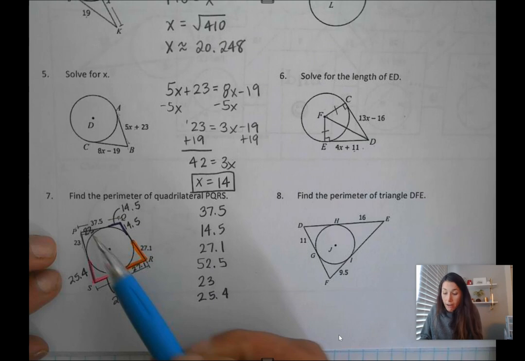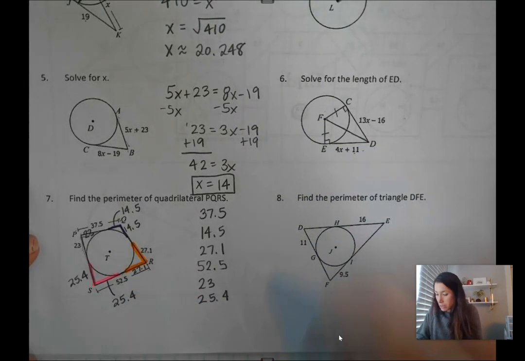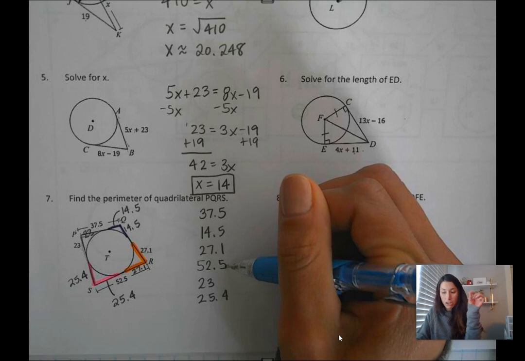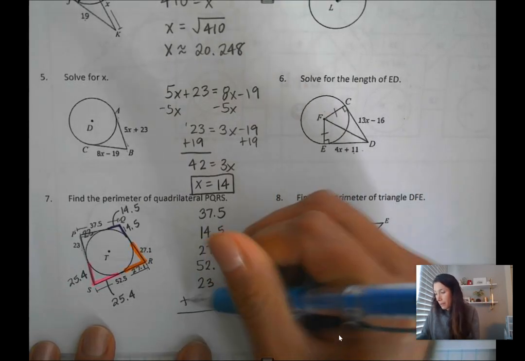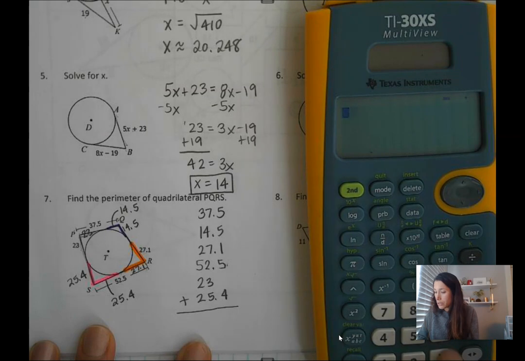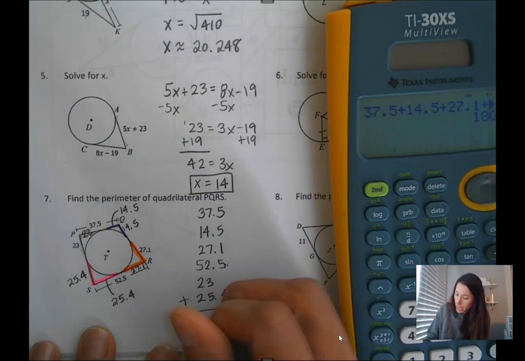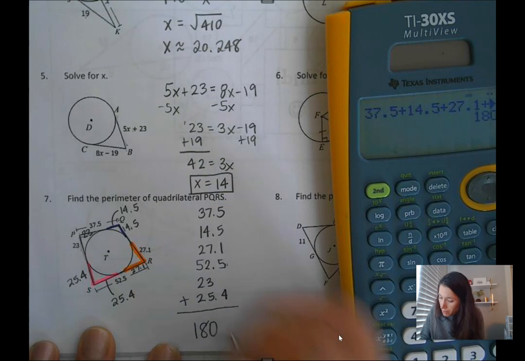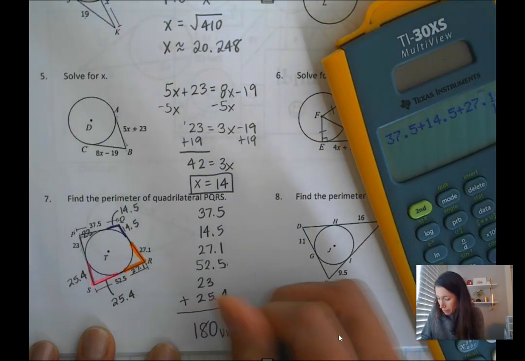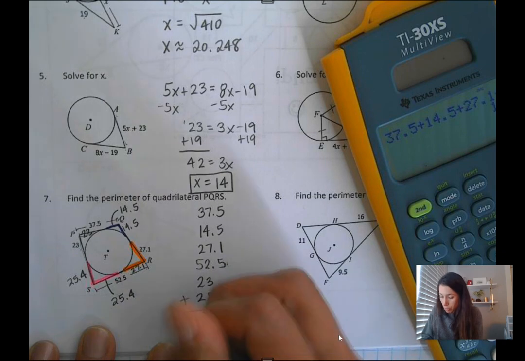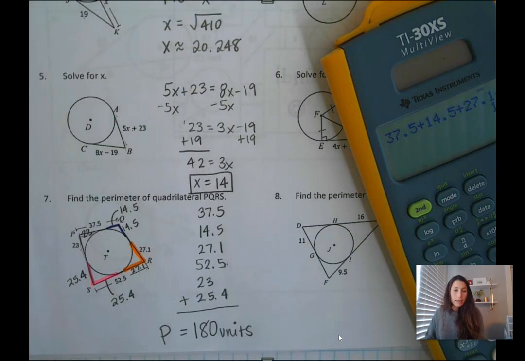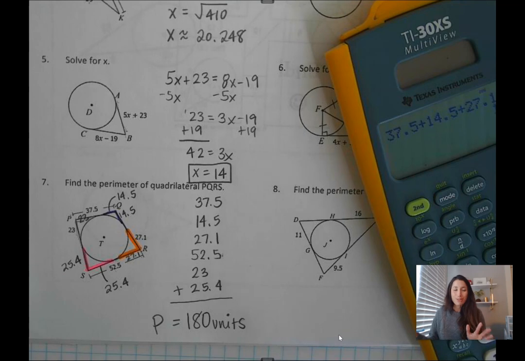So if you want, you can just add all the little individual pieces, but I just did these two as their own entire side lengths. And now we're just adding up all the entire segment pieces there. So 37.5 plus 14.5 plus 27.1 plus 52.5 plus 23 plus 25.4. And so that means our entire perimeter for the shape is 180. And we don't have units, so I just put units. It's not squared because it's not the area, so that's our perimeter, so P for perimeter. And it has nothing to do with degrees of the shape, so keep that in mind.